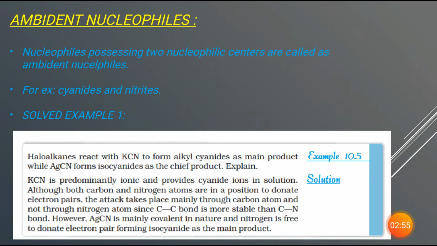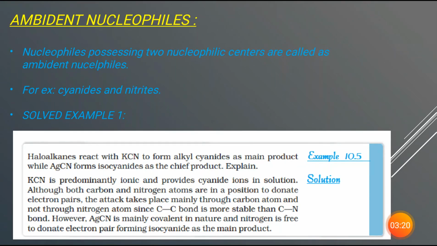Example 10.5: haloalkanes react with KCN, that is potassium cyanide, to form alkyl cyanides as the main product, while AgCN forms isocyanides as the chief product. Why? This is a repeated 2-mark question. In your board exams, and in your school exams also, they frequently ask this. So why? Let me explain to you.